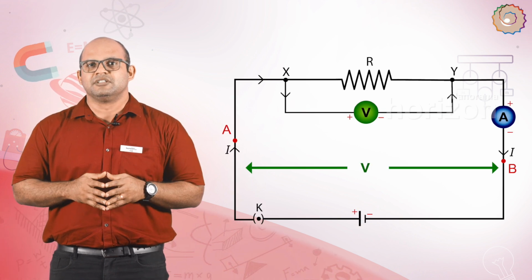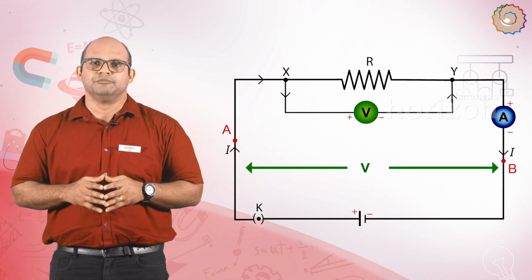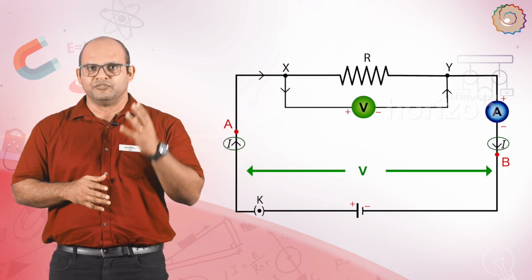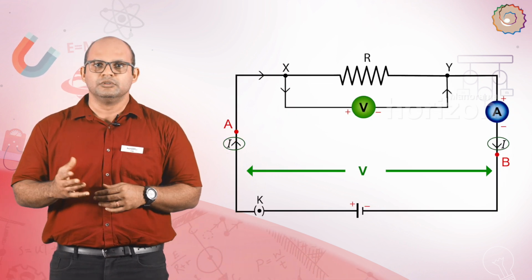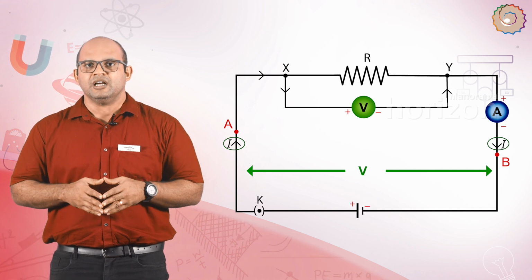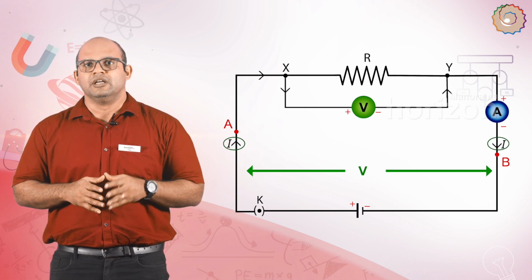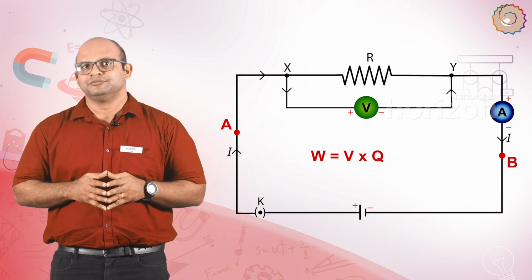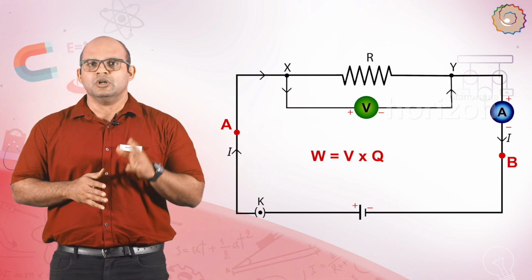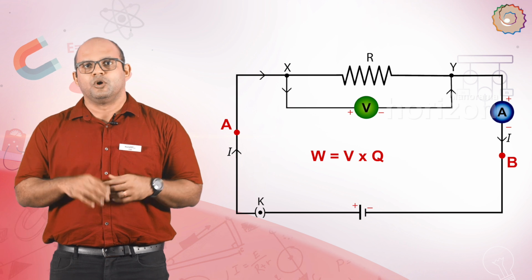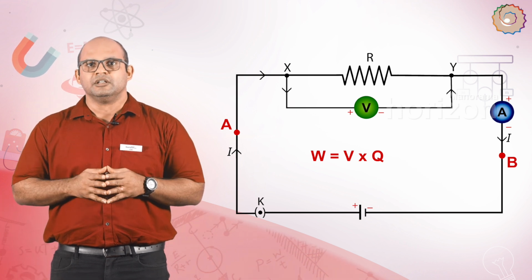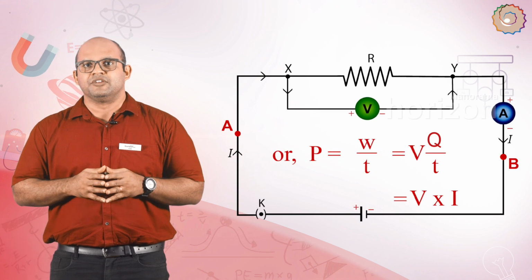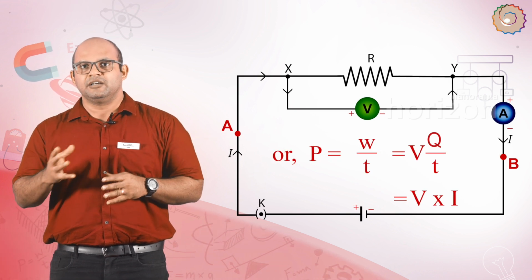Let's say that we have a circuit with a potential difference V between the points A and B. The power source must perform some work to move a charge Q from A to B. Let's say a current I is flowing between the points A and B due to a potential difference V. If work is equal to voltage multiplied by charge, or V multiplied by Q, and the work is done in time t, then the power of the circuit is equal to work done divided by time.